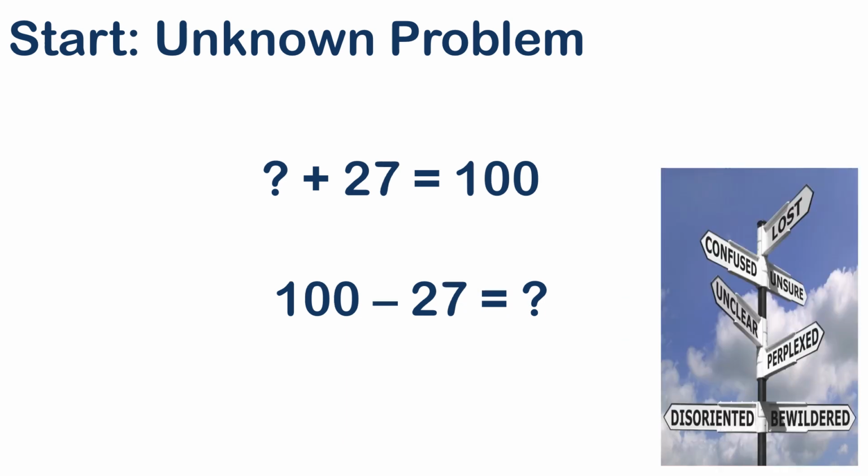And in the same sort of way, if we don't know what it is, something plus 27 equals 100, then 100 take 27, we're using the inverse of it all, and we can show that on a number line as well to understand that the answer is 73.